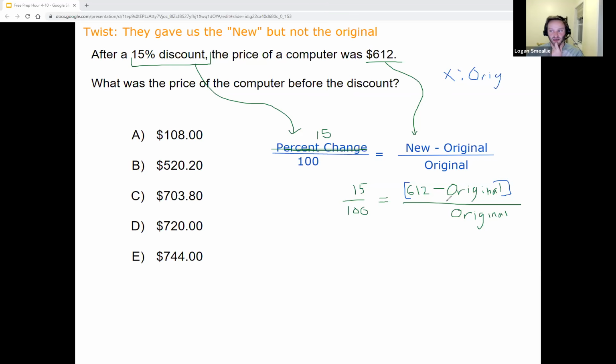One suggestion in the chat is, is the denominator supposed to be the new? No, the denominator is always the original. It's definitely always the starting point in the bottom. Let's see, 0.15, I'm gonna try a decimal thing over there, equals 612 minus x over x. So 0.15x equals 612 minus x.